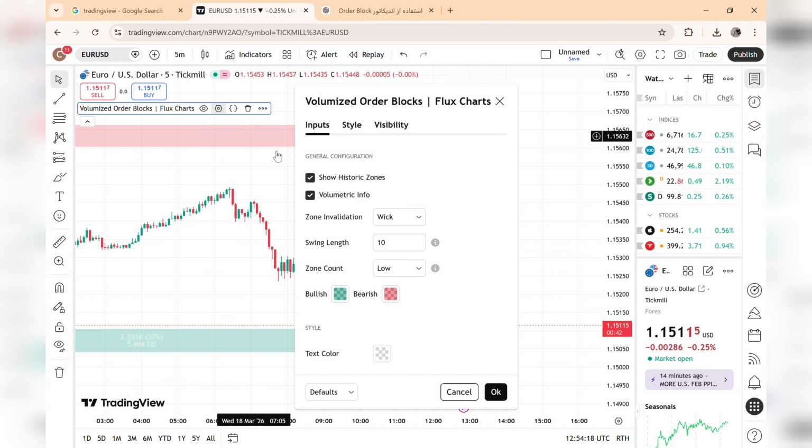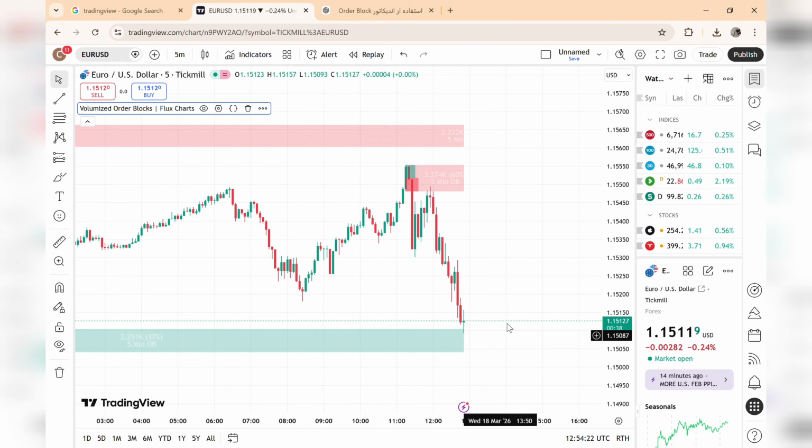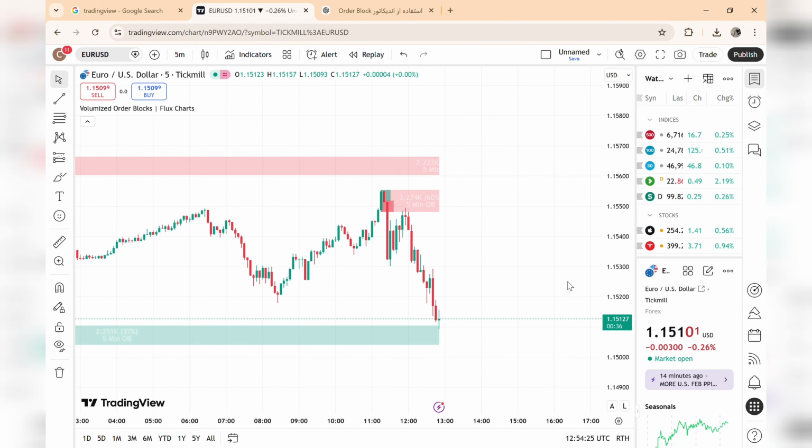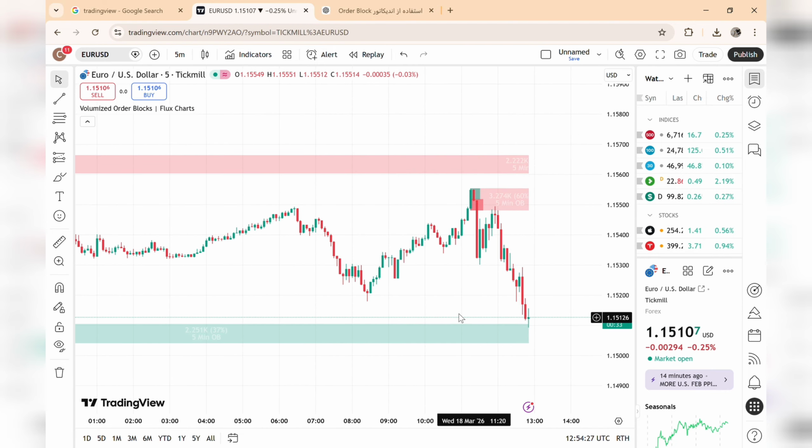But here's the most important rule. These zones are not entry signals. They are decision zones. You should never enter a trade just because price touches the zone. You need confirmation.